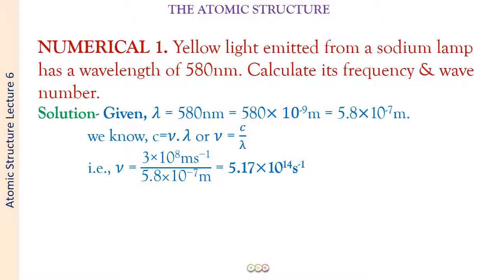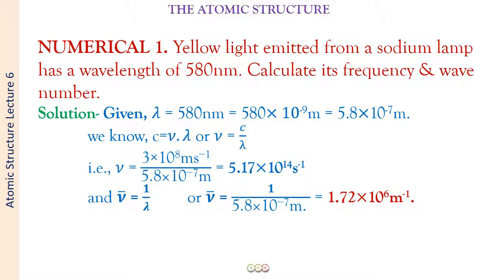You get the frequency as 5.17 into 10 power 14 second inverse, and the wave number, that is the inverse of the wavelength, 1 by lambda. So wave number nu bar is 1 by 5.8 into 10 power minus 7 meter, and this you get as 1.72 into 10 power 6 meter inverse.